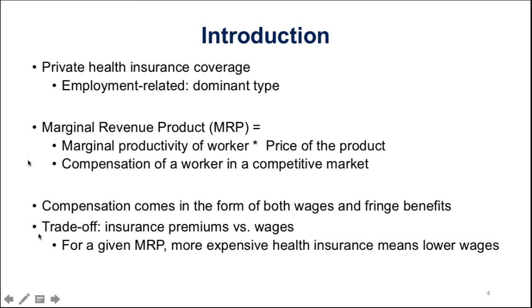The empirical study shows that there is a trade-off between insurance premiums and wages. For example, for a given marginal revenue productivity of $100,000, more expensive health insurance means lower wages. If they pay you $80,000 in wages, then they have to pay $20,000 in health insurance. Or if they pay you $70,000 in wages, then $30,000 will be your insurance. As they increase the premium, there is a decrease in wages. The total should be equal to the marginal revenue productivity that each worker produces for the employer.